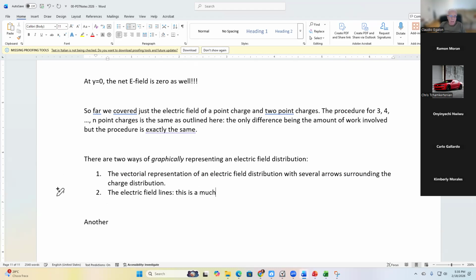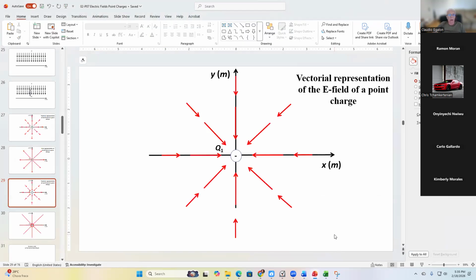This is a much simpler way of representing the electric field and requires much less work. Okay? Require much less work. And here you go. Here's the vectorial representation of the electric field of a point charge, of a negative point charge.